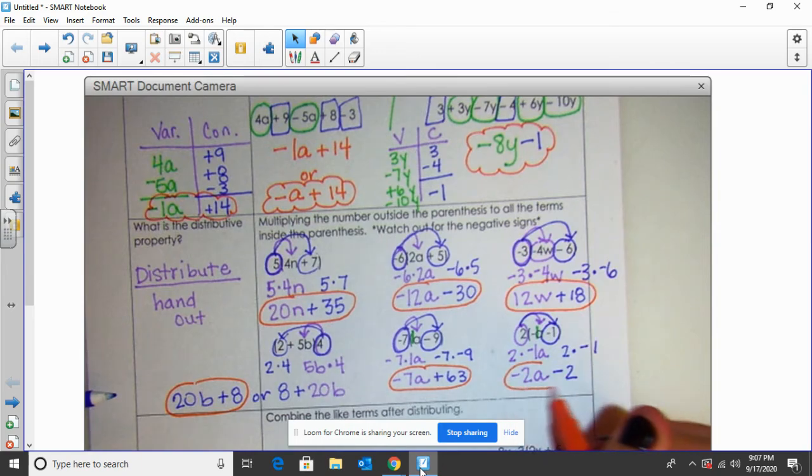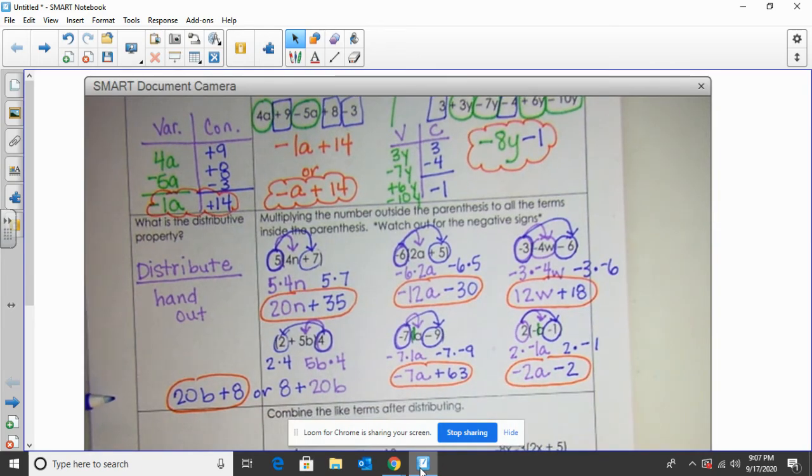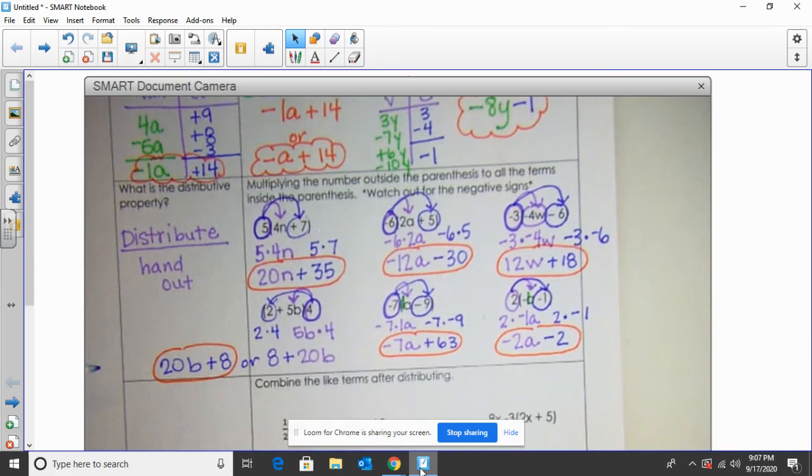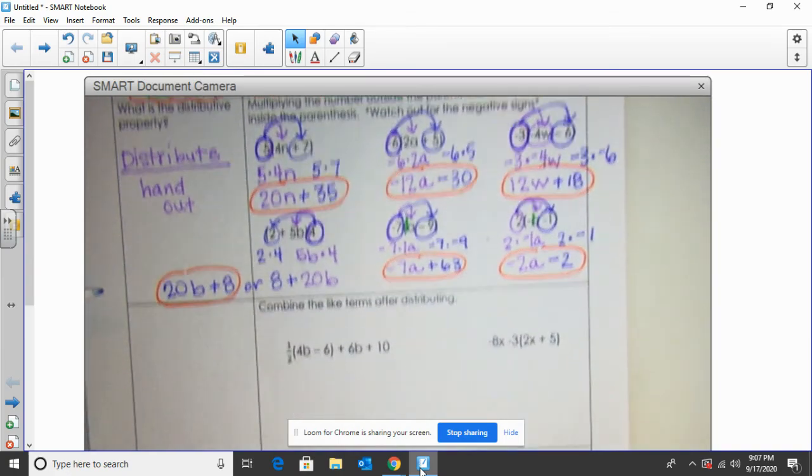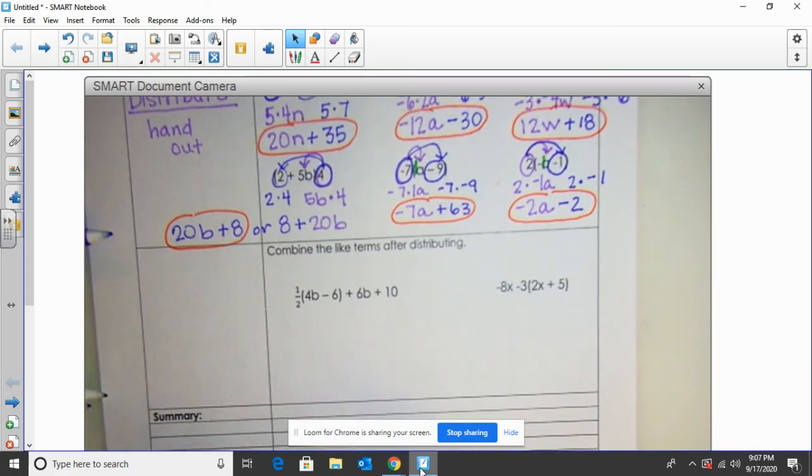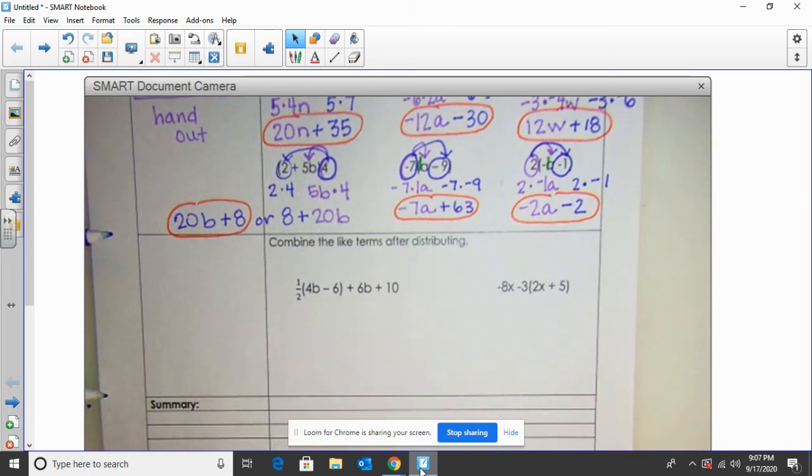All right, so the first half of my notes, I've combined like terms. The second part of my notes, I use the distributive property. The final part of my notes, if you want to pause here and take a little break, these are my last two problems you can come back for. This is combining like terms and distributing mixed together.